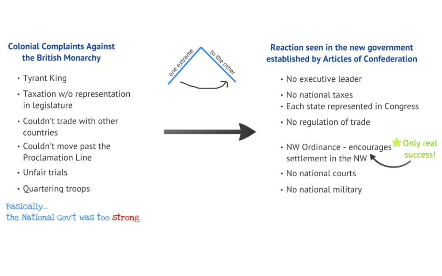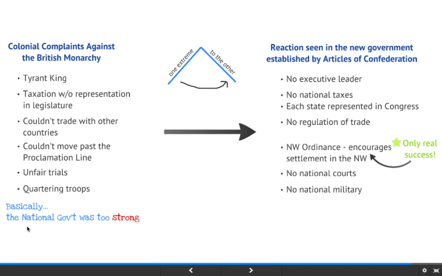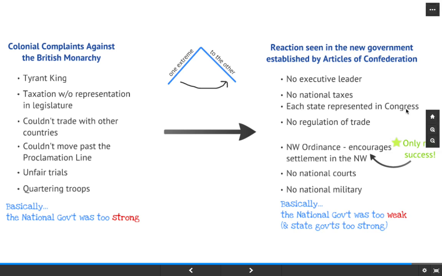Okay, you see how we went from the national government in England having way too much power, which the colonies complained about, and in response, the national government has no power. Okay, it's way too weak. In fact, the state governments are going to be too strong, because each state has its own executive leader. Each state has its own taxes and its own legislature. Each state can regulate trade. Each state has courts. And each state has a military or militia. So we've gone from one extreme, where the national government is too strong, to the other extreme.